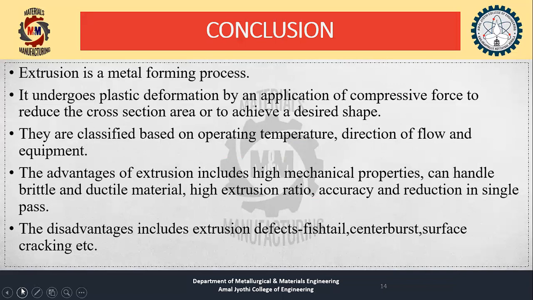In the conclusion part, from this we can understand that extrusion is a metal forming process, and it undergoes plastic deformation by the application of compressive force to reduce the cross-sectional area or to achieve a desired shape. They are classified based on operating temperature, direction of flow, and equipment. The advantages of extrusion include mainly high mechanical properties and the ability to handle brittle and ductile materials, etc. I already explained the advantages in the previous slide, and the disadvantages were also explained in the previous slide, which include defects, surface cracking, etc.